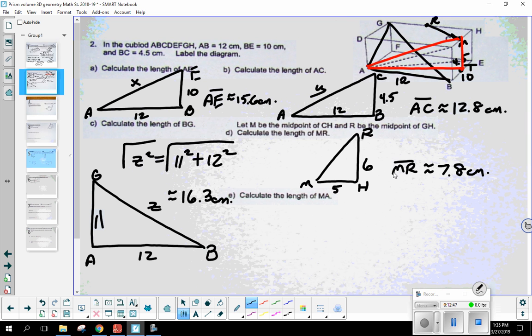Now, we're trying to find AM. Do we know MT? Yeah, that's going to be 4.5. And do we know AT? No, but we easily could figure that out based on another triangle. Okay, so let me go ahead and draw the main triangle right here. All right, so we have ATM.